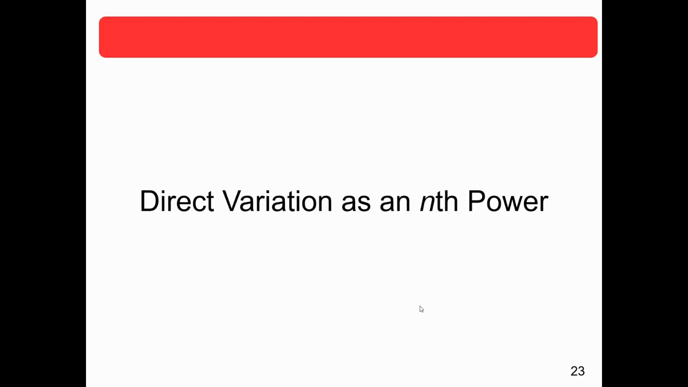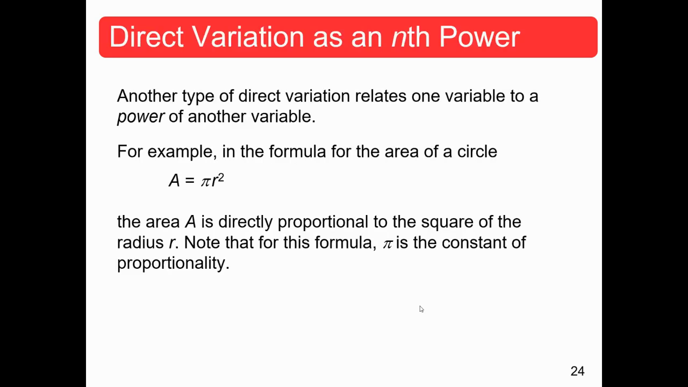Section 3.5, we're going to continue with direct variation, but this time we're going to look at the nth power. So sometimes you may have direct variation where it says that it's a square or a cube of something. And here's an example of that. The area of a circle. The area of the circle is directly proportional to the square of the radius.